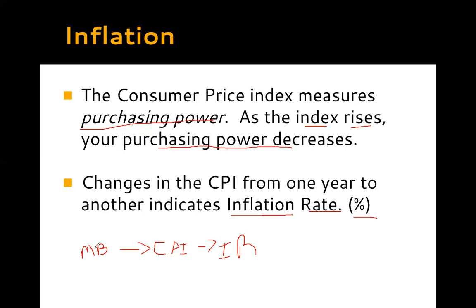You put the stuff in the basket, see how much it costs. Based on changes in those prices, you get a CPI. Well, based on CPI changing from one year to the next, you get the inflation rate to see exactly how much prices have increased from one year to another given year sometime in the future.